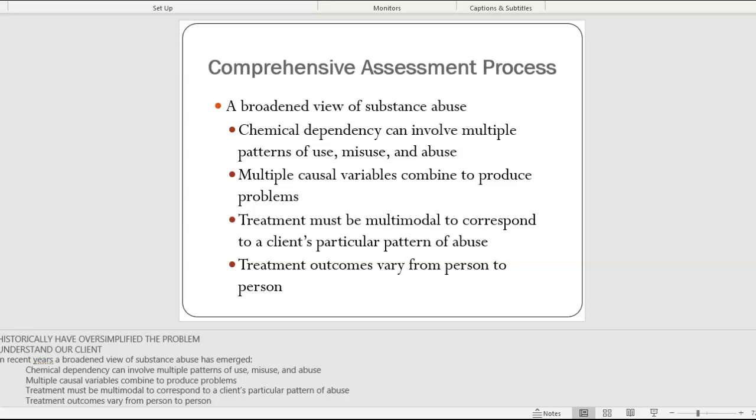A very broad view of substance abuse when you look at the whole process to start. There can be multiple different patterns of use, misuse, and abuse, dependence, and addiction, and this is in your text. So use can be characterized as any kind of use, right? They've tried it, they've smoked a cigarette, they've actually had a beer, but are they misusing or abusing it? Did they just have an experience with it?